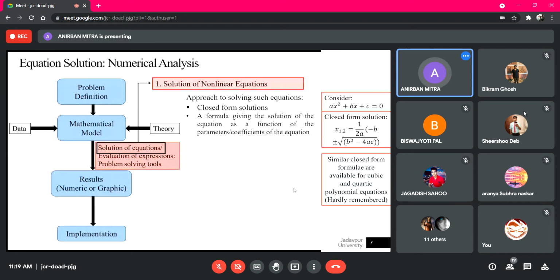So as I said, a similar closed form formula is also available for cubic, that is, an equation containing an x cubed term, and quartic, that means equations containing x to the power 4 terms. But these expressions are not that popular and they are not familiar to us. Certainly not as familiar as the quadratic equation closed form solution.